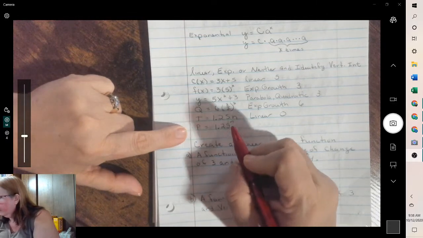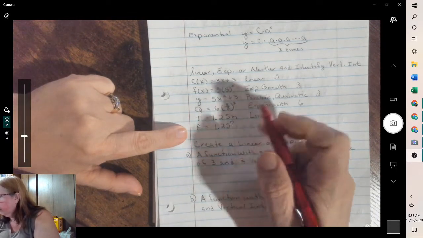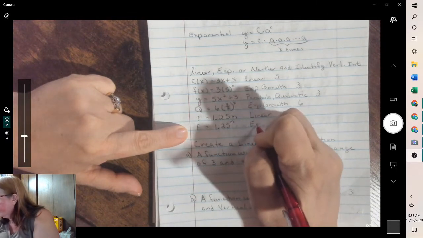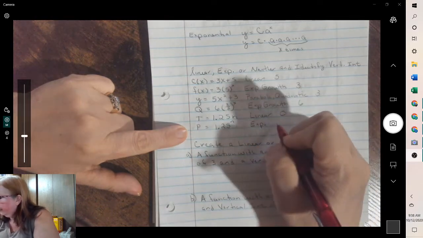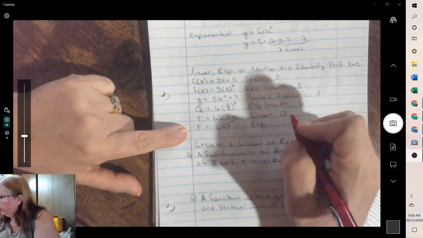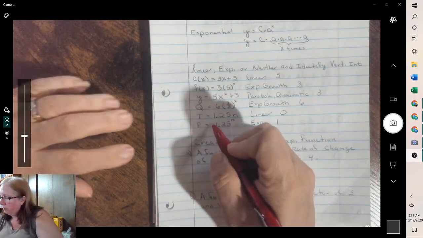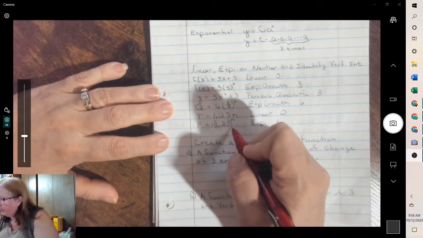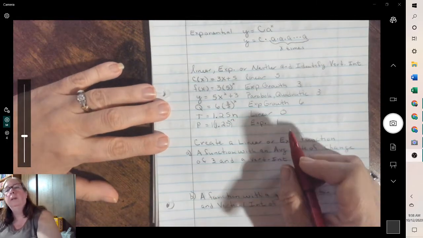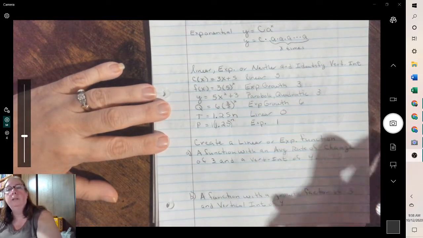This one, again, n is in the exponent, so it's exponential. And its vertical intercept is 1, because if we plug in 0, we get 1. Notice this would be 1 times this. And so the vertical intercept is 1.